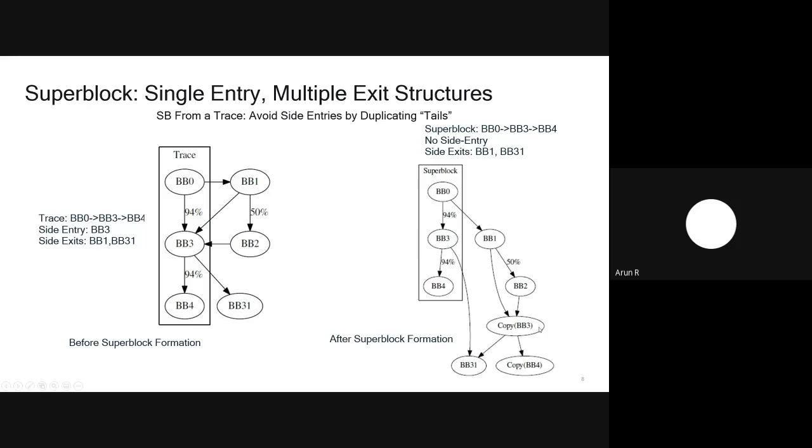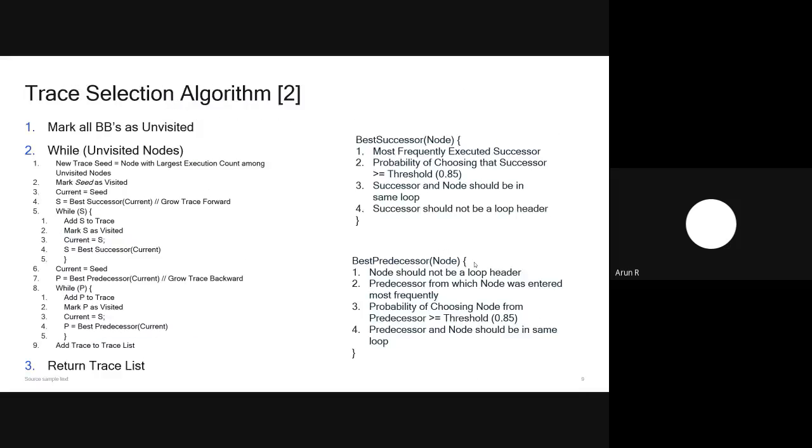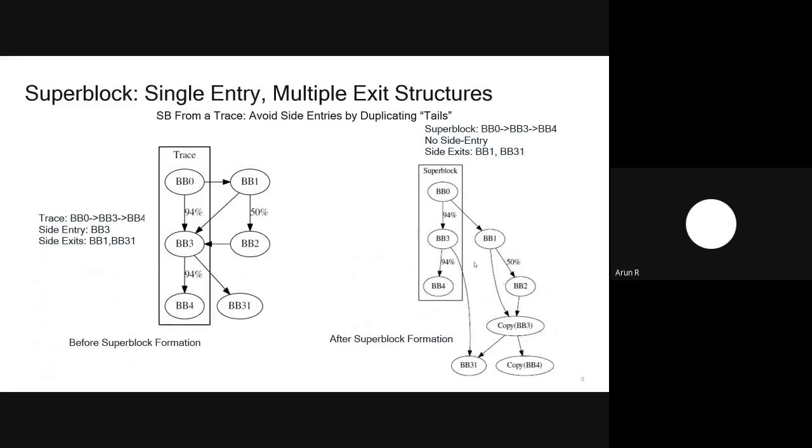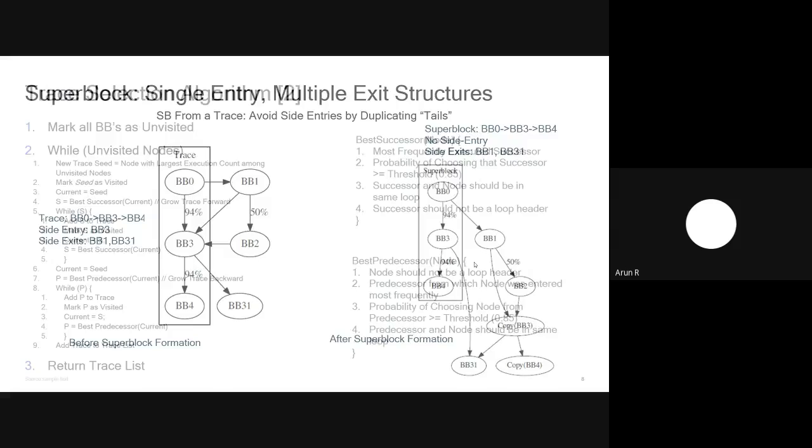What do we do here? We are replicating code. We can see that BB3 and BB4, the part of the trace that is called the tail, starting from the first side entry, that part is duplicated here. So it will result in code size increase. This is going to be a problem for code size constrained scenarios, for instance in embedded systems. So this is a disadvantage with Superblock scheduling.